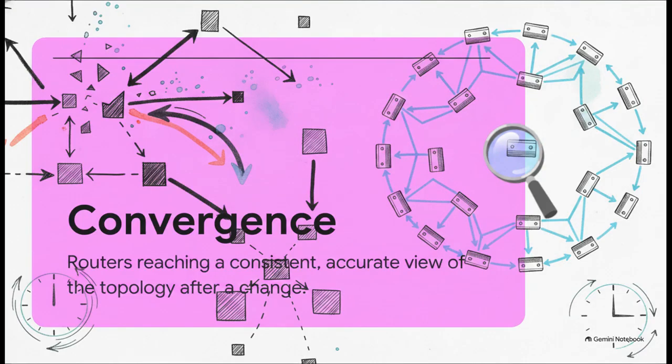Next up is convergence. When a link goes down, or maybe a new network is added, routers have to talk to each other to update their maps. Convergence is simply the process of everyone getting on the exact same page. During convergence, traffic can be dropped or routed into dead ends, which is why speed matters immensely. Actually, as you'll see in a bit, some protocols take sub-seconds to converge, while others literally take minutes, which is wild when you think about it.